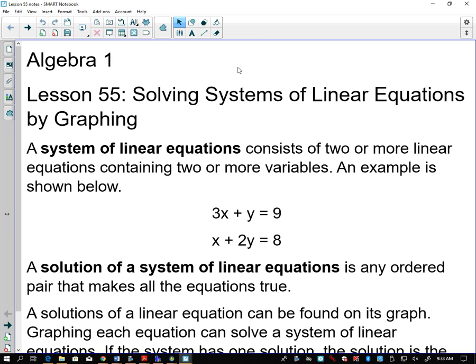Solving systems of linear equations. This means we're getting more than one linear equation. The solution to two or more linear equations is where the lines cross, or defined otherwise, the coordinate locations where that x and y number is a solution to both equations. A system of linear equations consists of two or more linear equations containing two or more variables. An example shown below is 3x plus y equals 9 and x plus 2y equals 8.